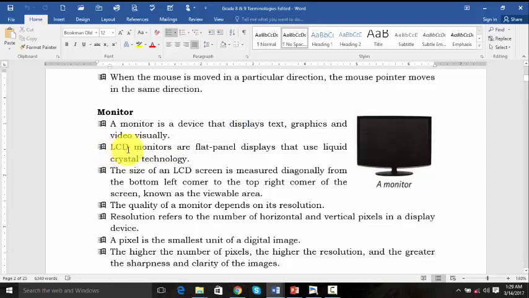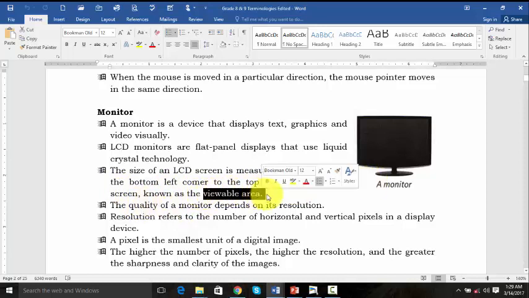Liquid crystal display monitors are flat panel displays that use liquid crystal technology. The size of an LCD screen is measured diagonally from the bottom left corner to the top right corner of the screen, known as the viewable area.